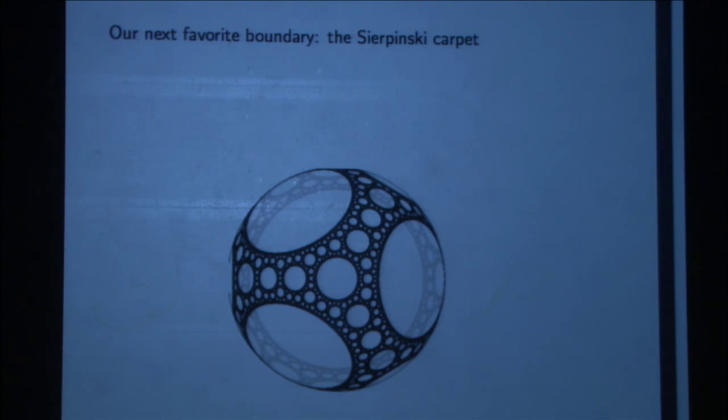Okay, another favorite boundary is the Sierpinski carpet. So this is going to be the limit set if I have a hyperbolic manifold with totally geodesic boundary and no parabolics. Its limit set is always going to be homeomorphic to the Sierpinski carpet.